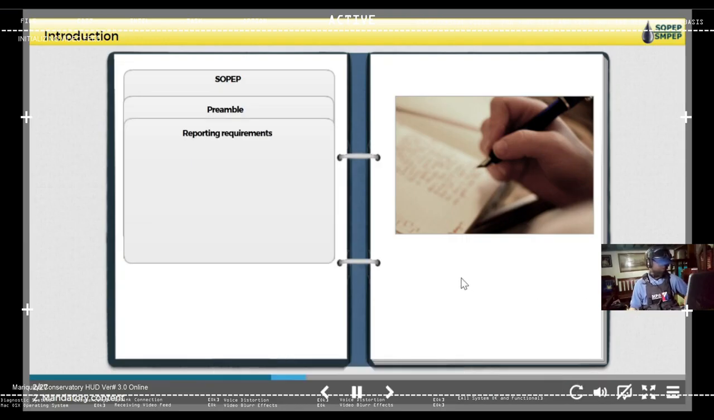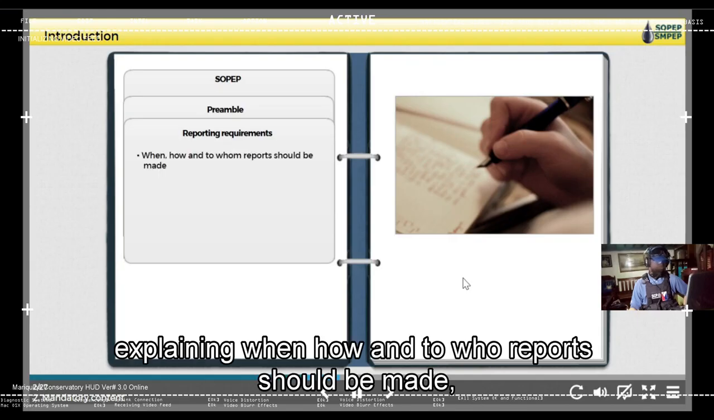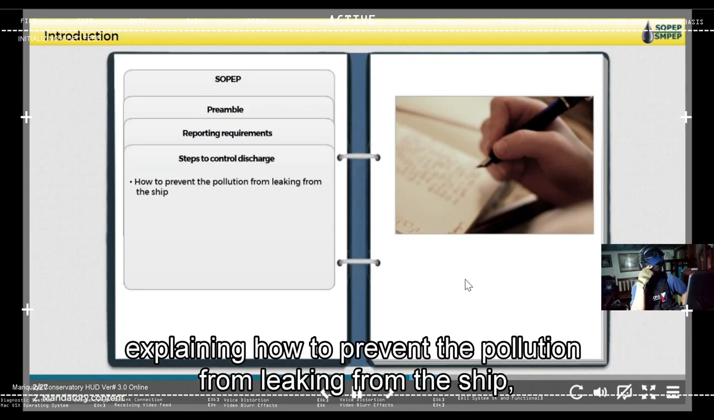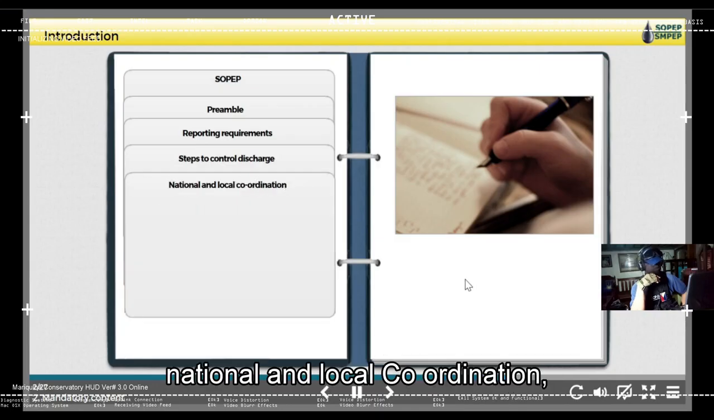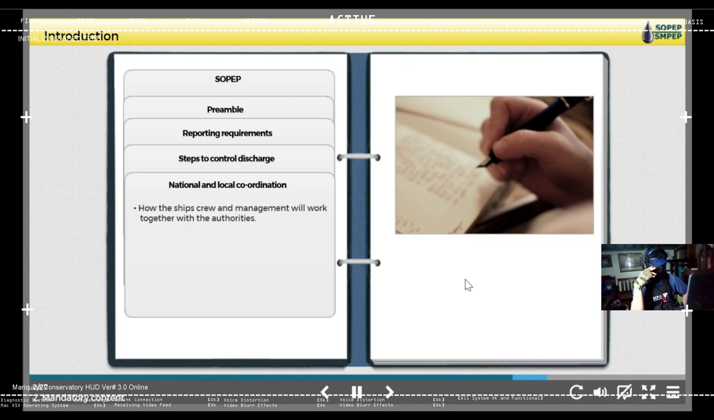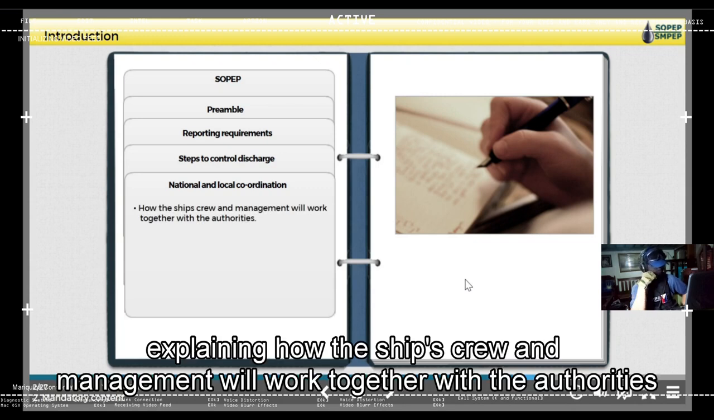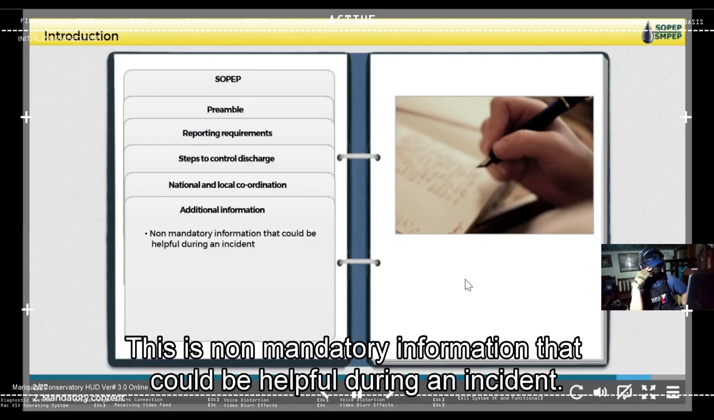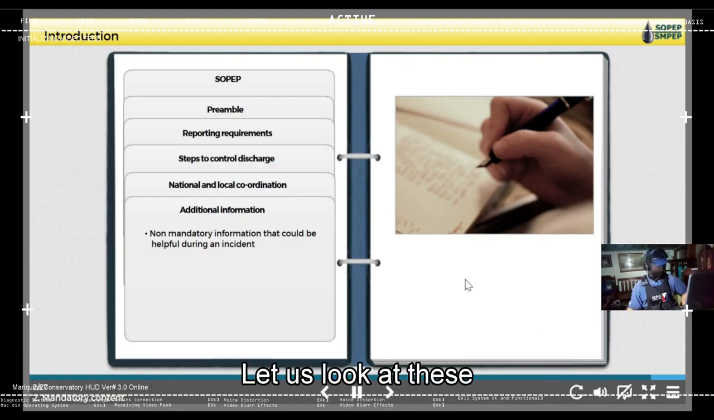Reporting requirements, explaining when, how, and to who reports should be made. Steps to control discharge, explaining how to prevent the pollution from leaking from the ship. National and local coordination, explaining how the ship's crew and management will work together with the authorities. And additional information. This is non-mandatory information that could be helpful during an incident. Let us look at these sections in more detail.